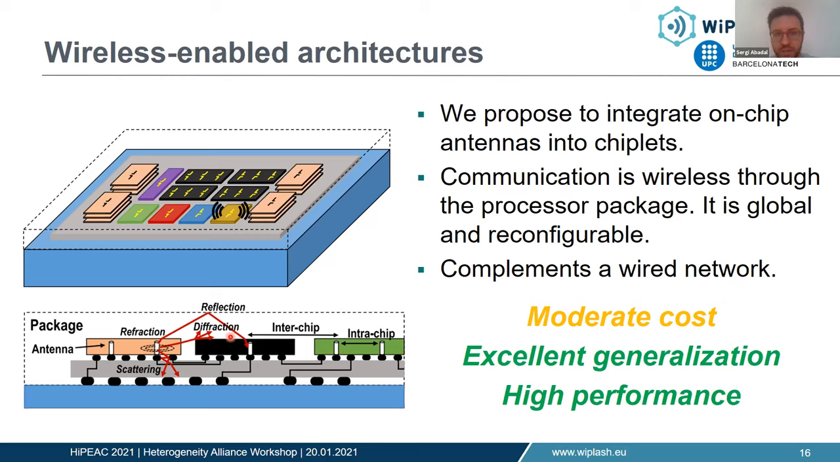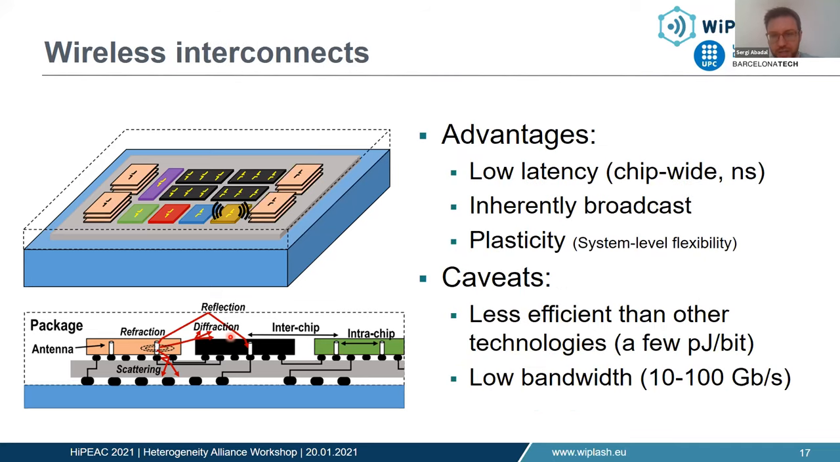So due to this property and what we'll talk about as plasticity, we have this extra moderate cost that we need to assume for putting these antennas and so on, but we have excellent generalization because we can adapt to the architecture, and we have high performance because on top of the wired network, we have an extra boost of bandwidth that can serve to cater to these needs.